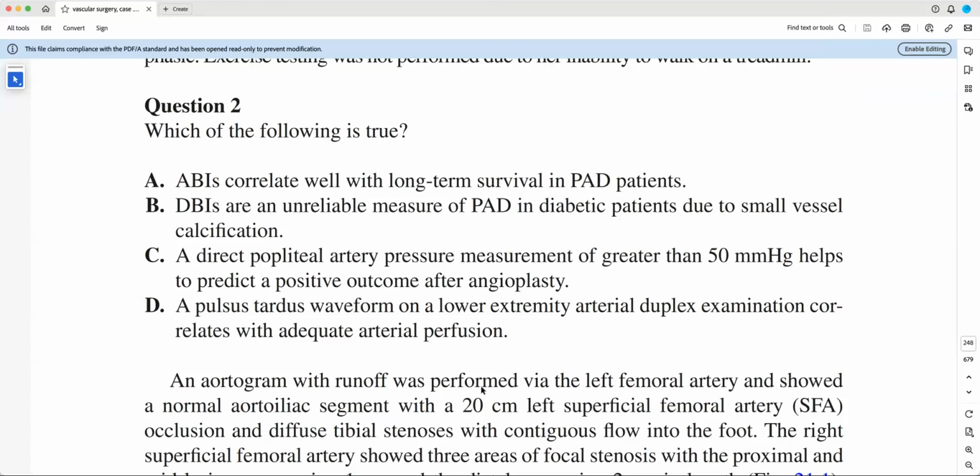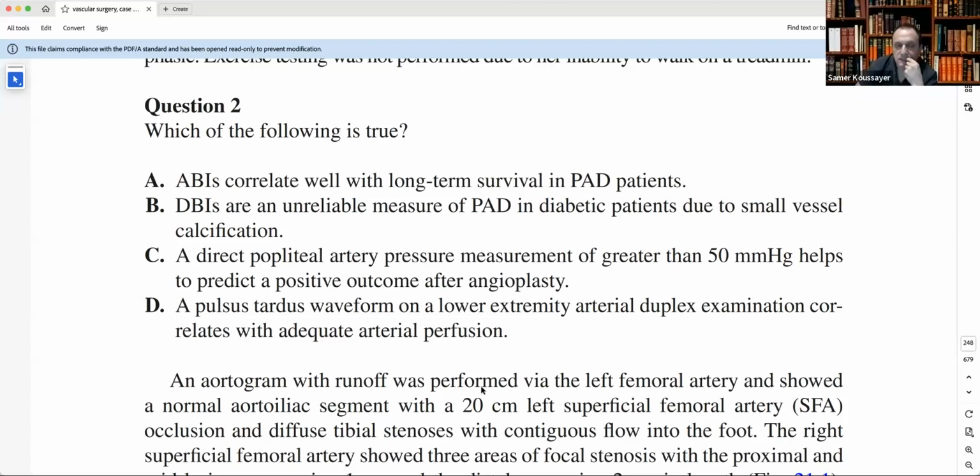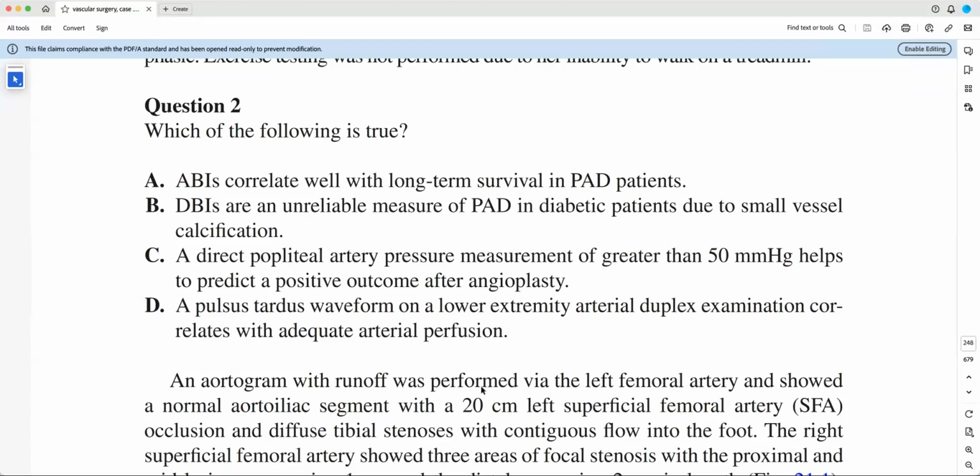Okay. So ABI correlates well with long-term survival, yes, because you talk in general. You're not talking about calcified arteries, because a calcified artery gives no true ABI. It's false. You cannot even call it ABI. It's a false study. You see my point? Okay. Yes. Go ahead.